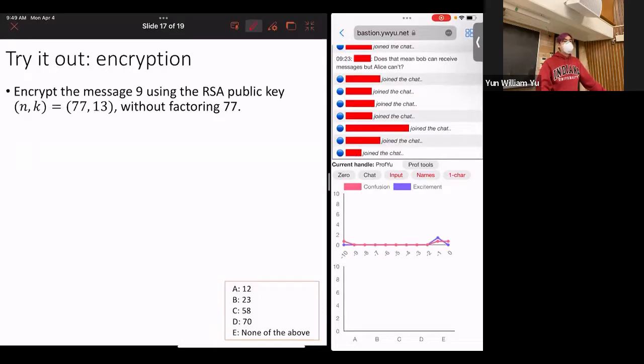And if you need a reminder of the algorithm, it is on your handout, as well as the slides for today. So it's on the handout that I gave out last Wednesday.